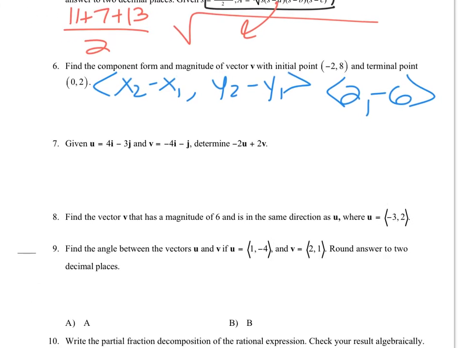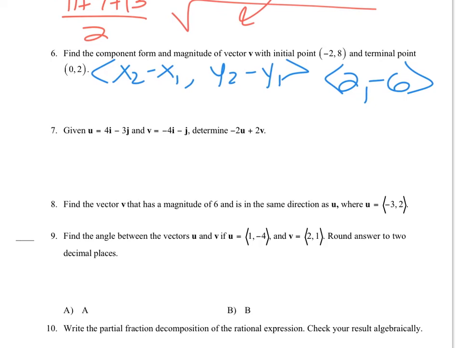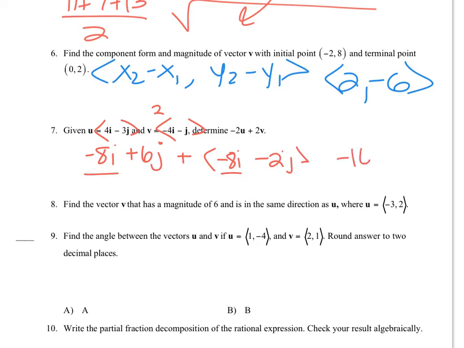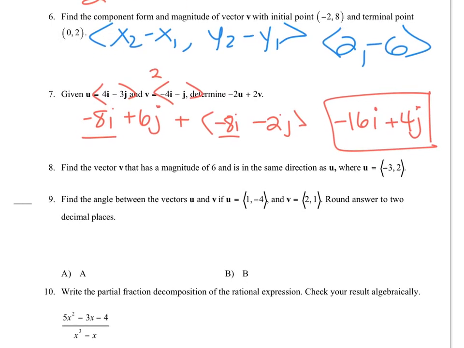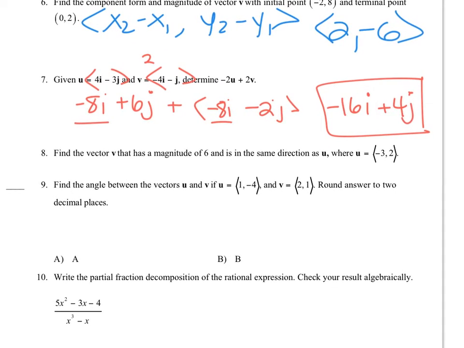Number 7 is now having functions on these. So if it says negative 2u, that's a scalar, and then positive 2v, I'm going to take negative 2 and multiply it in here. So I'd get negative 8i plus 6j, and then add that to 2 times this, which would be negative 8i minus 2j. And then you can just combine your like terms. So this would be negative 16i plus 4j. Questions so far?